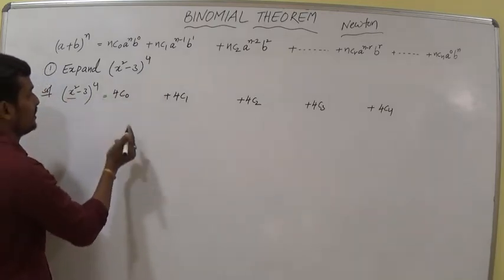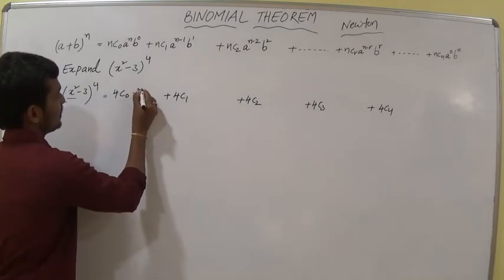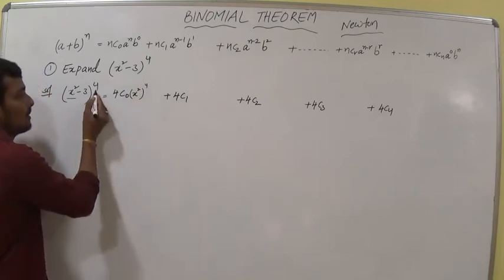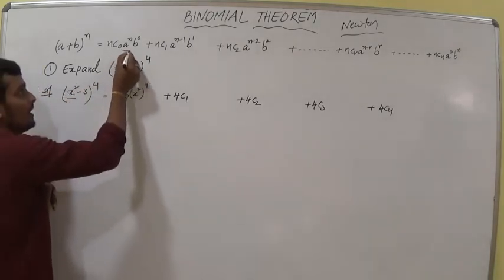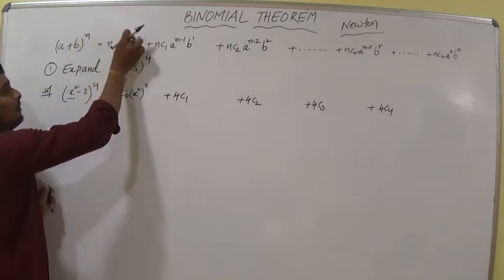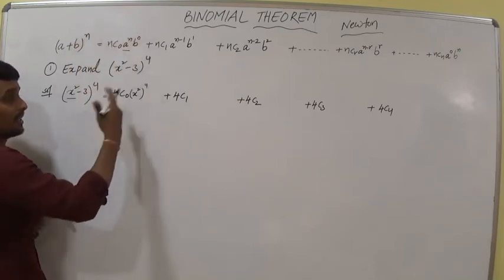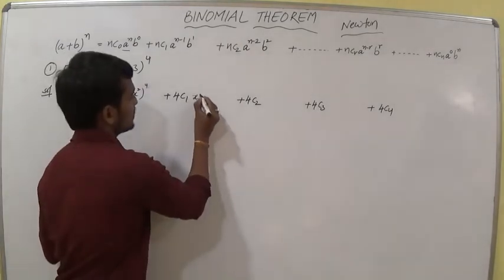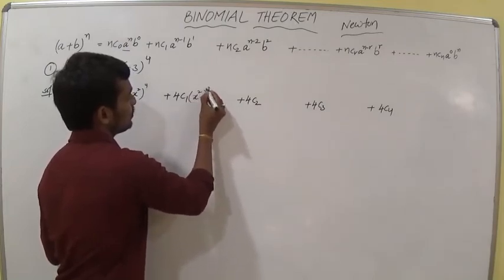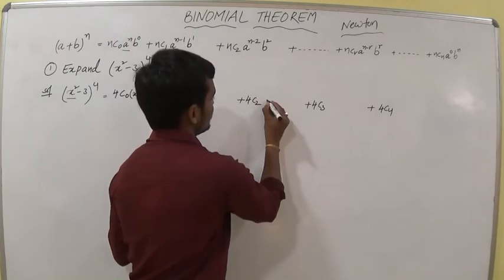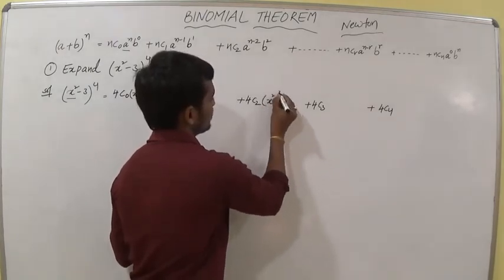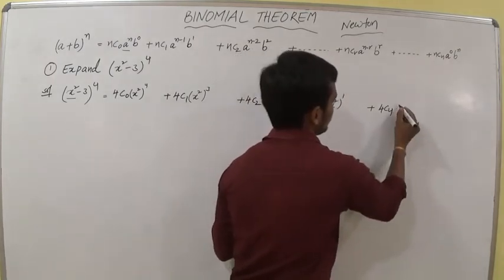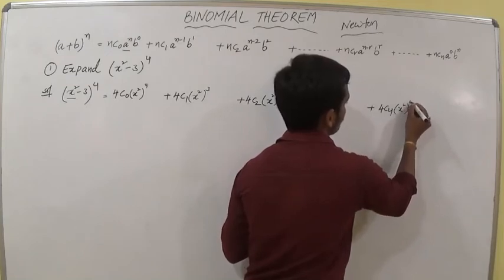So in the same way we are writing, here (x square) whole to the power of 4. Why? Because x square is a coefficient, in the same way a is x square. Here n we are writing the same way, 4. The next term, the exponent is decreased by 1. That means it has (x square) whole cube. The next term is (x square) whole square, and the next one is (x square) whole power 1, and the last one is (x square) whole power 0.